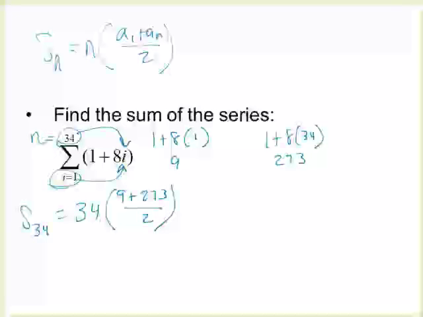By plugging 34 into the rule that's inside of that sigma. So 1 plus 8 times 34 is 273. So n is the number on the top. We find a sub 1 by plugging in the bottom. Find a sub n by plugging in the top. And then we plug that into the calculator. Again, careful with parentheses and order of operations.